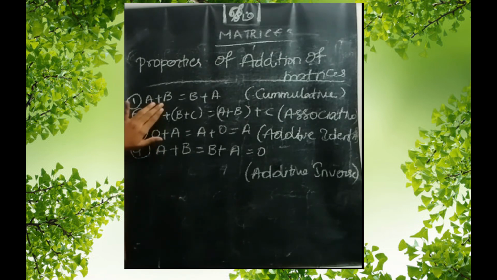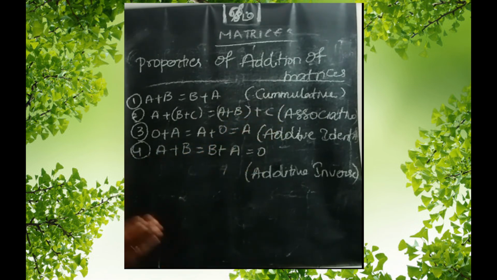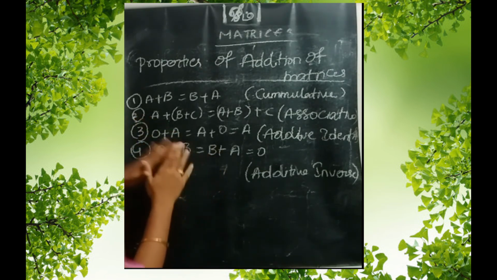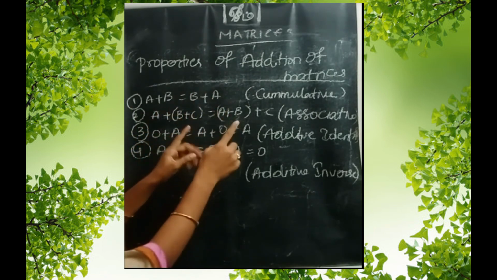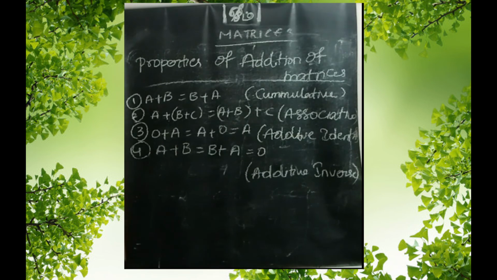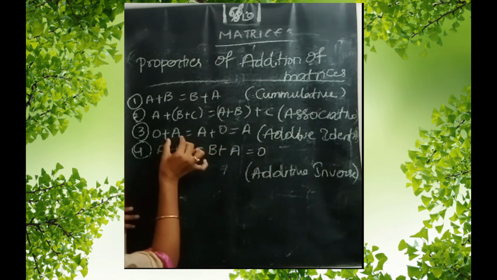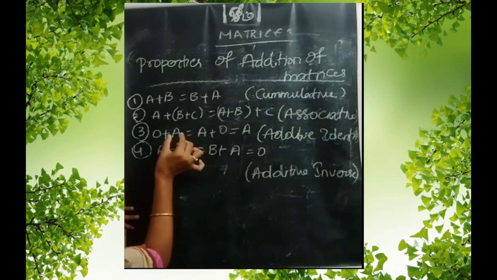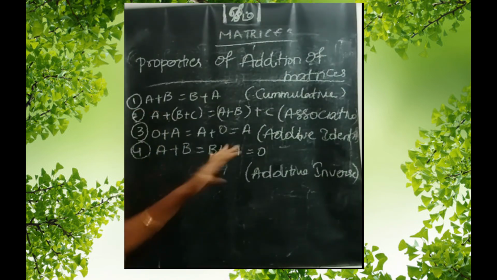See here, if A plus B equals B plus A, the property we call commutative. Already we have learned this in 10th class. This is the basic thing, right? Okay, next this is the associative property: A plus (B plus C) equals (A plus B) plus C. And 0 plus A equals A plus 0. That means this is the identity. Whatever matrix is added with the 0 matrix, the result will be our given matrix only.